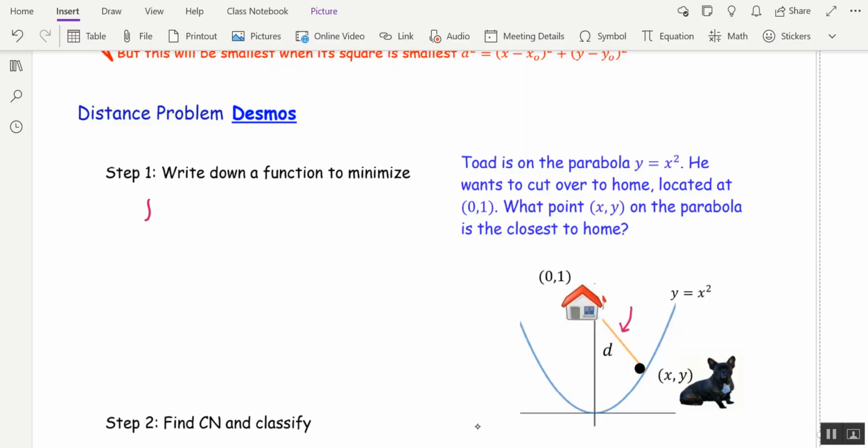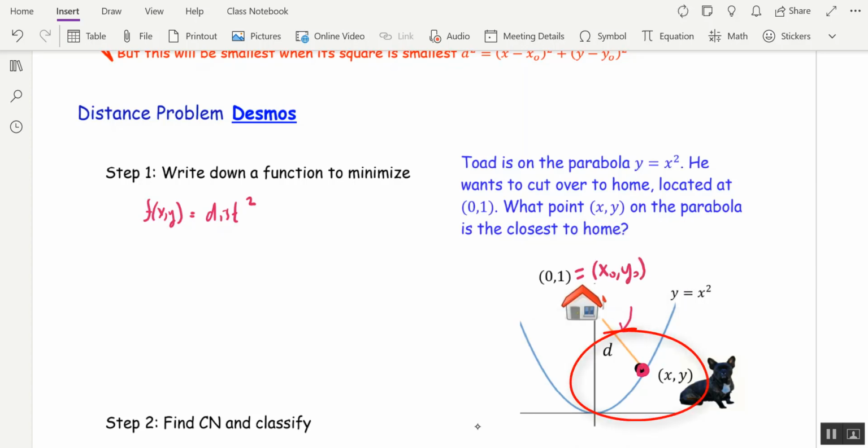So I'm going to let f of x, y be the distance squared between Mr. Toad and home. So in my distance formula, the (0, 1) down here is my x naught, y naught, and then the location of Mr. Toad is (x, y). So f of x, y is x minus x naught, which is 0, squared, plus y minus y naught, which is 1, squared.